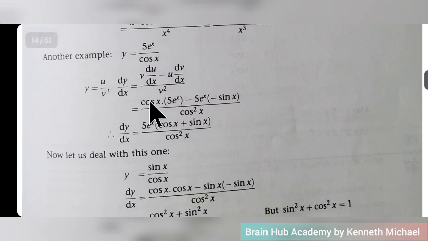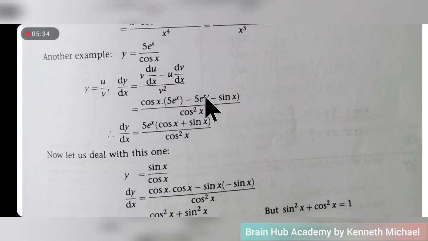We keep our v, differentiate your u. If you differentiate your u, 5e raised to power s, the differentiation of it is the same thing, 5e raised to power s. Then minus, keep your u, 5e raised to power s. Then differentiate your v, which is cos s. If you differentiate cos s, you are going to have minus sine s.